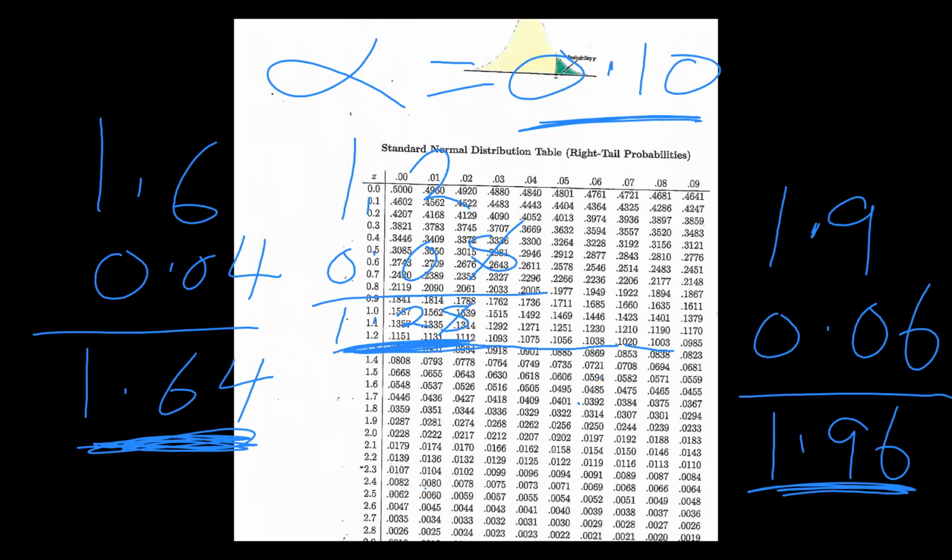Then again, similarly, if we assume that it is double-tailed, you have to divide this by 2, and you get that. Clear?